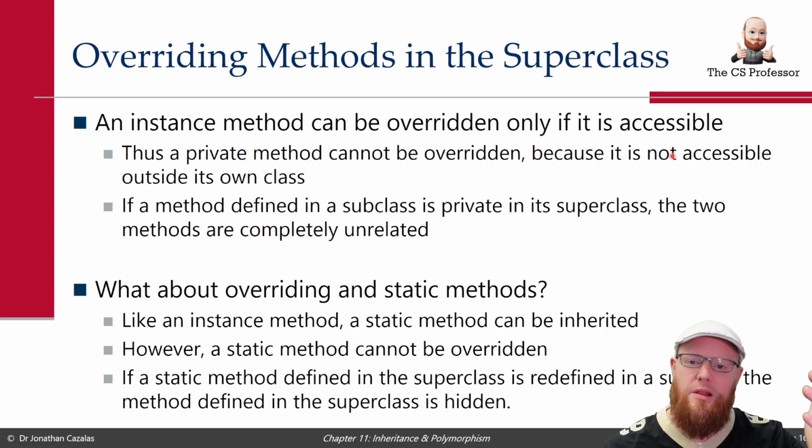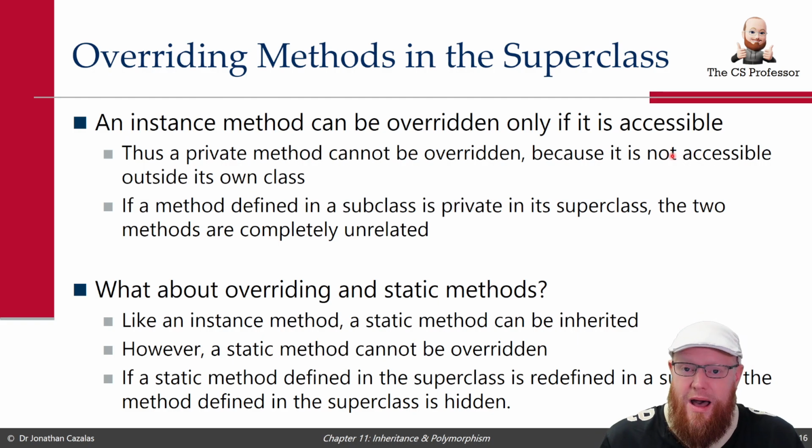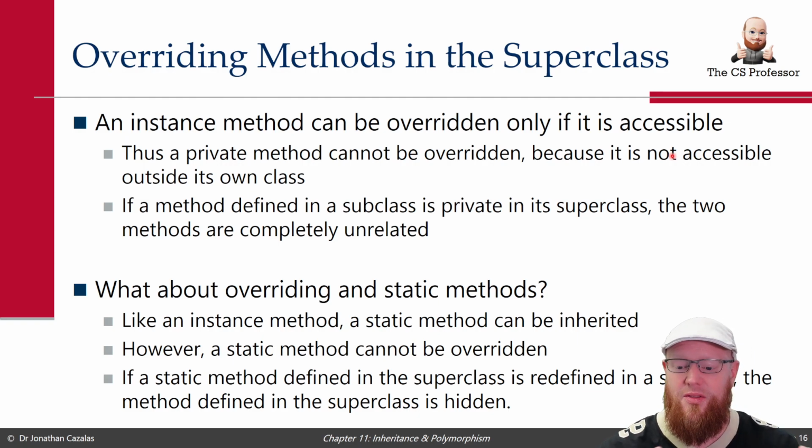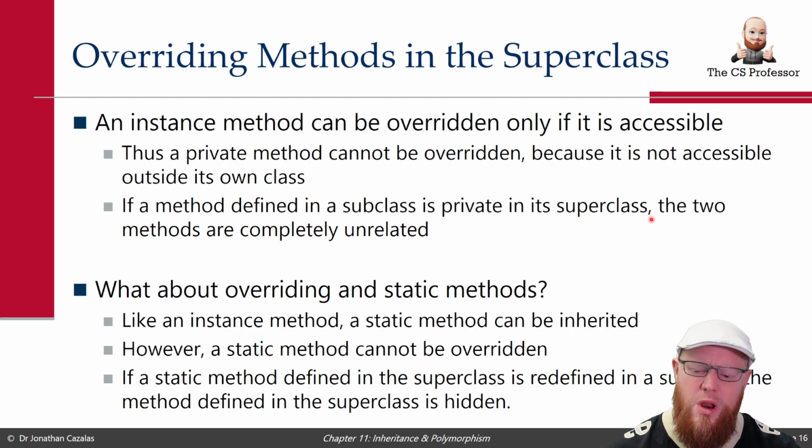If our parent class has a method called Bob, I don't know where that came from, and that method Bob is private, well, I will not be able to inherit that method. So if I make a method called Bob, that's not overriding because I never inherited that parent method Bob in the first place. What about overriding and static methods?